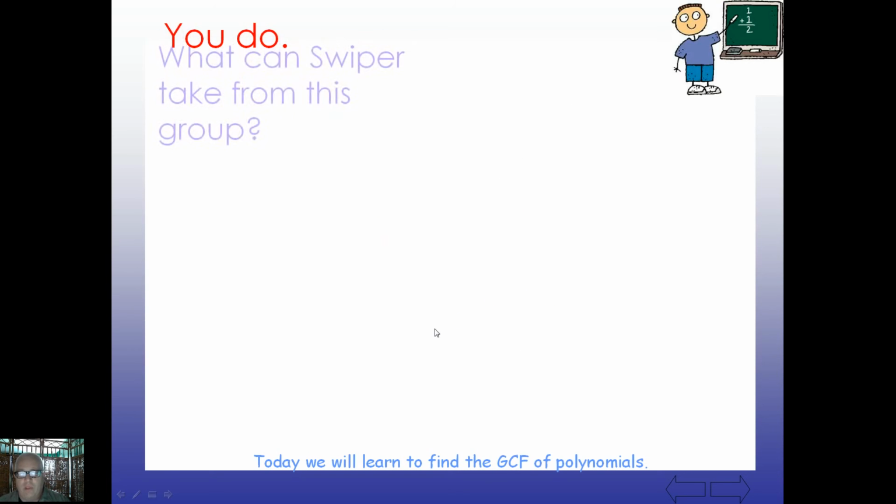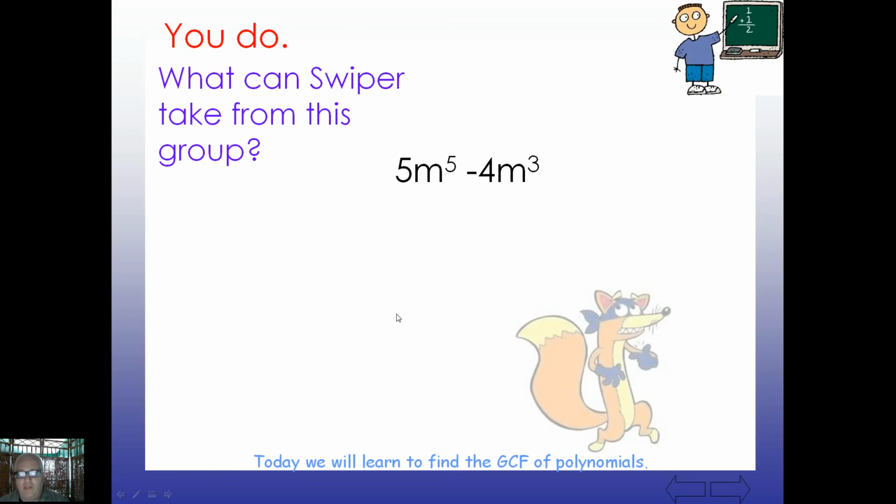Okay, so why don't you try this one on your own? What can we take from this group? 5m to the 5th minus 4m cubed. So if we consider 5 and 4, or negative 4 in this case, really those are what we call uniquely prime. They really don't have anything in common other than the number 1. So even if we divide by 1, we're still left with 5 and negative 4.